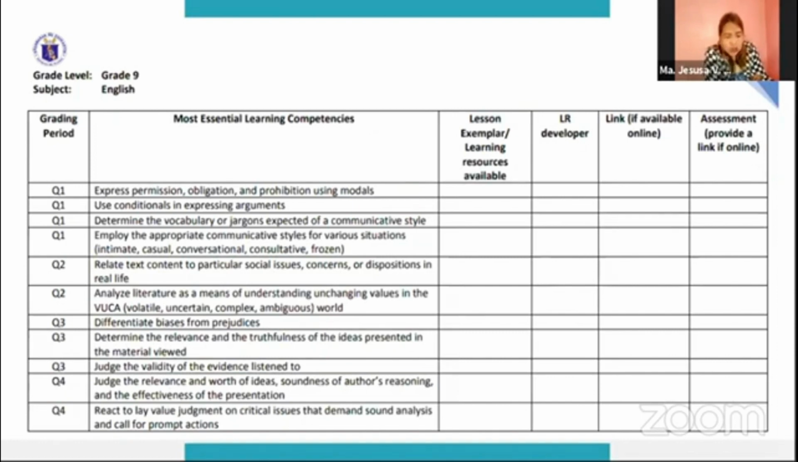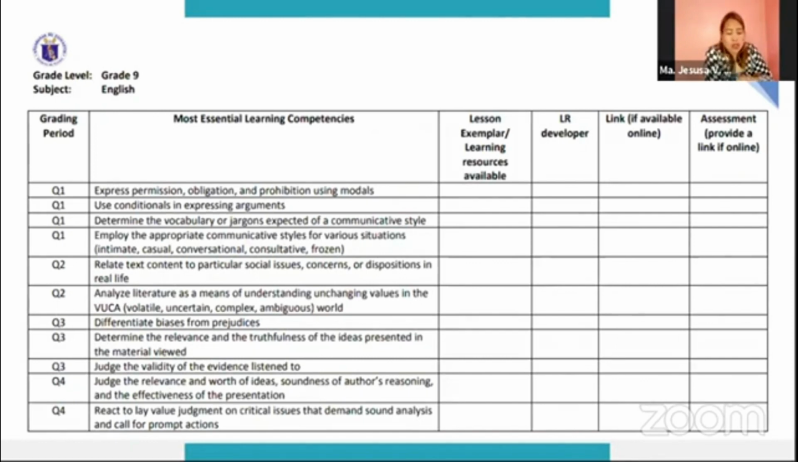Okay, next is judge the validity of the evidence listened to. So this one should always be based on facts, not on hearsay. Next, quarter four. We are already on the quarter four. Judge the relevance and worth of ideas, soundness of author's reasoning, and the effectiveness of the presentation. So here, you're going to be a judger. Just kidding. So you have to think critically in terms of the presentation of the writer.